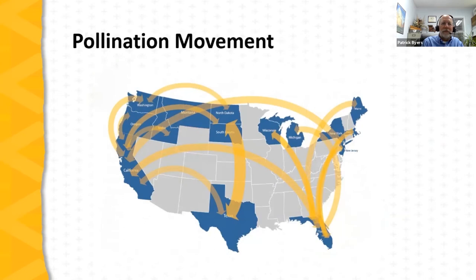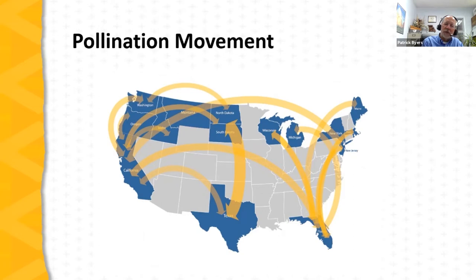This is an interesting map. The states that are colored in blue are states where there's large-scale production of fruits and vegetables that depend upon pollination. And the arrows show the migratory movement of beekeepers. For example, many colonies are overwintered in the southern U.S., in Texas and Florida, and then they move out from there to different states in response to the pollination needs of crops.